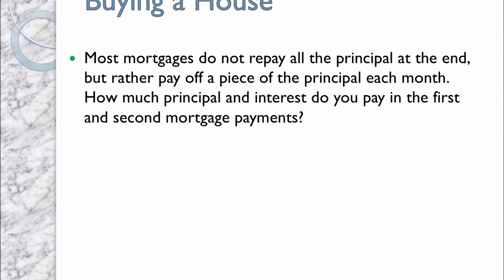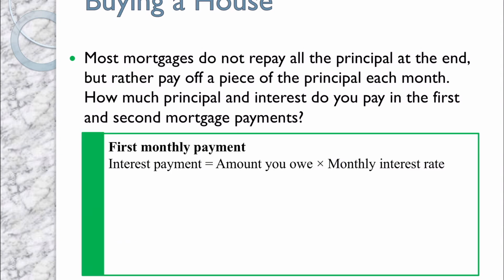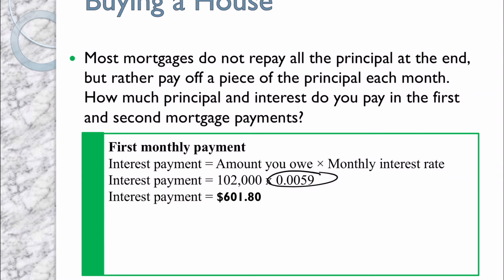So we know from the previous slide that we're paying $684.10. How much of that $684.10 goes towards principal and how much goes towards interest? For our first monthly payment, the amount of interest is going to be the amount that I owe times the monthly interest rate. We said 7.08% per year divided by 12 is 0.59%. But this monthly interest rate in this calculation needs to be adjusted to a decimal format, so move the decimal 2 spots to the left. The amount that I owe going into this first payment is $102,000, the amount of my loan, times 0.0059, and my interest payment this first month is going to be $601.80.